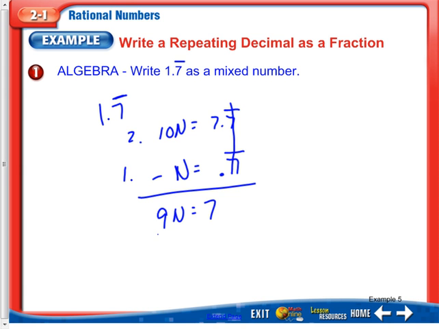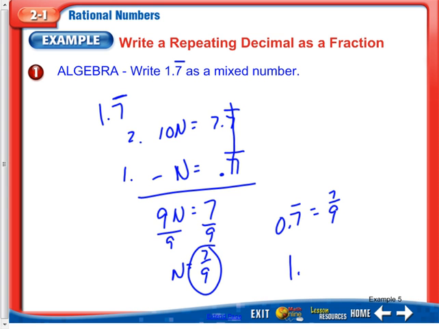Now how do I solve for n? I divide both sides by 9. And so I'll get n equals 7/9. Okay, and so 7/9, remember, n equals 0.7 repeating, and now we're saying n equals 7/9. So what we just said is 0.7 repeating equals 7/9. Now we look back at our original problem, and so my answer is 1 and 7/9. Okay, 1 and 7/9 is how to write this as a mixed number. All right, so I know that might be confusing, but be sure you can rewatch this video. You can look at your notes to see how we did that.